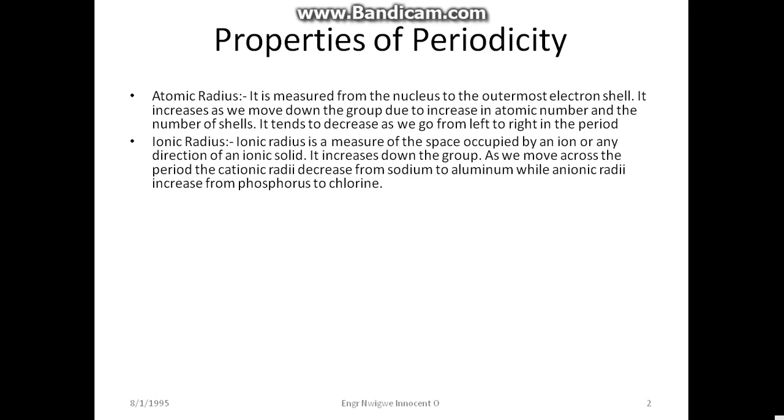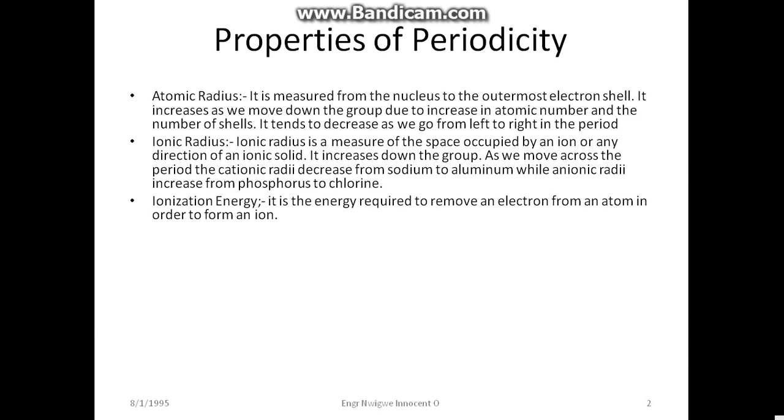Ionization energy. It is the energy required to remove an electron from an atom in order to form an ion. The ionization energy increases across a period but decreases down a group.